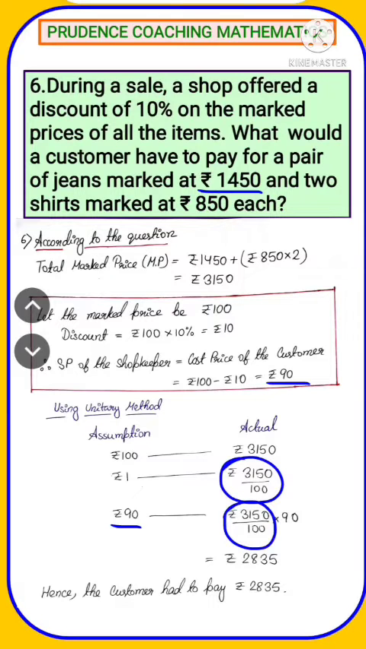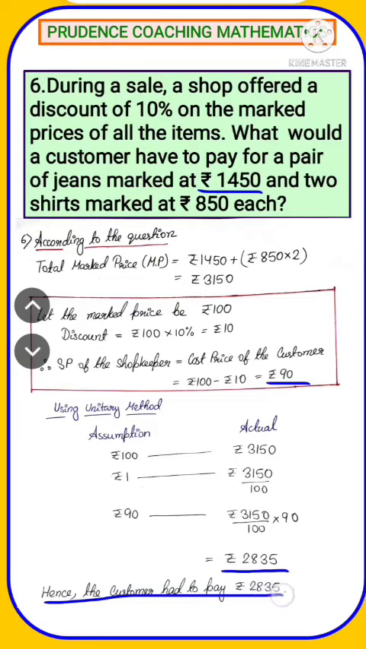Then only we will get the value of 90. We know the value of 1. We need to multiply it by 90. So we will get the value of 90. After all calculation, you will find out that the selling price is rupees 2835. So hence the customer had to pay rupees 2835. This is our final answer.